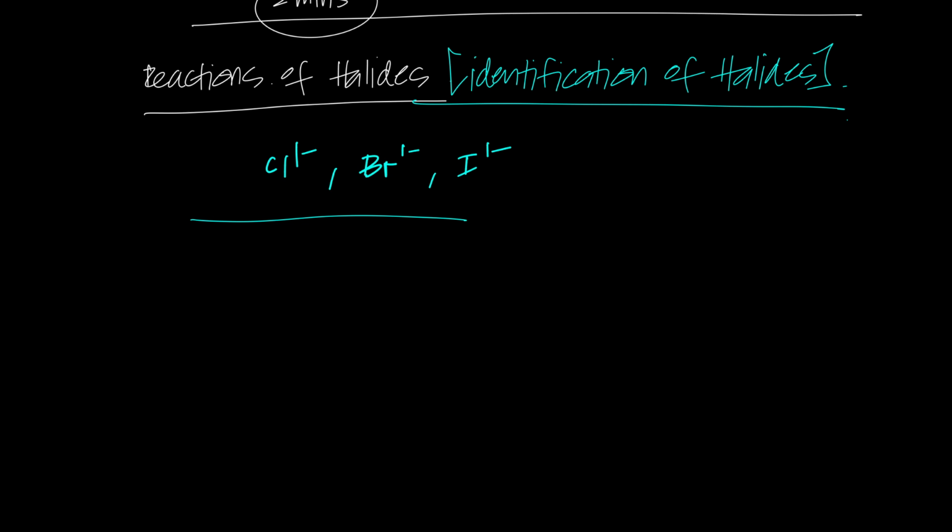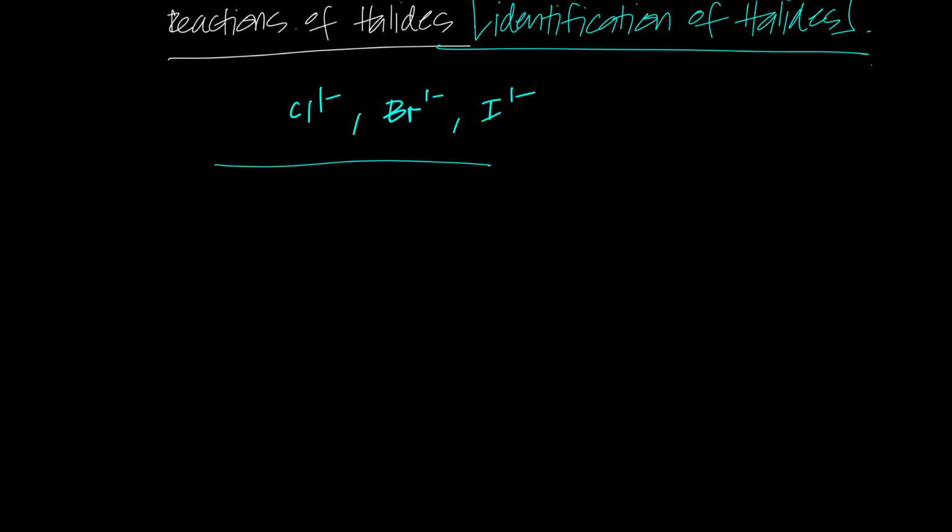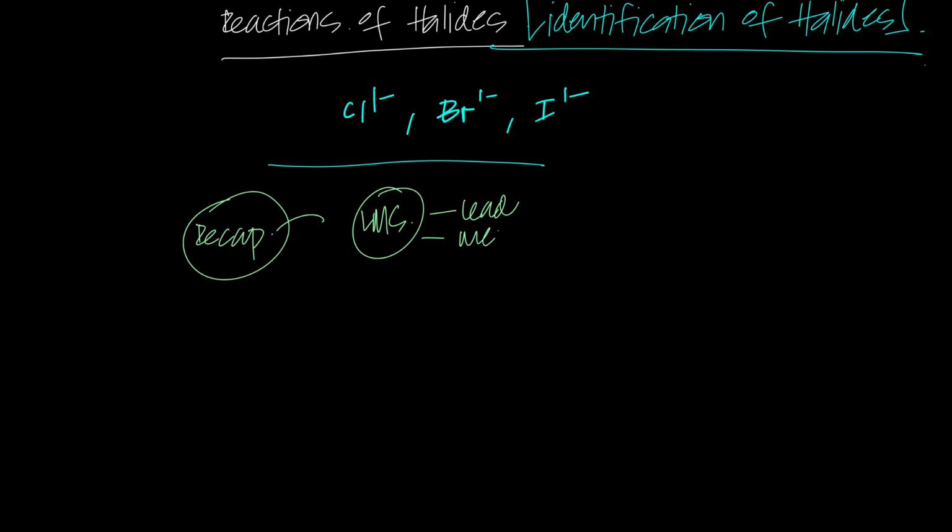Now, the idea is to test for these halide ions. I need to give you a little recap of O level and IGCSE. In O levels, you learned solubility rules, and you learned that all group 7 ions are soluble except for LMS. What is LMS? Lead, mercury, silver. This was a general solubility rule that I taught you. All group 7 ions are soluble in water except for lead chloride, lead bromide, lead iodide, mercury chloride, bromide, iodide, and silver chloride, bromide, iodide.